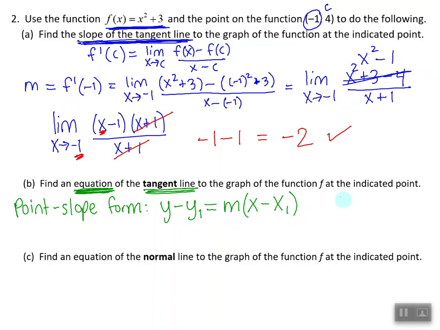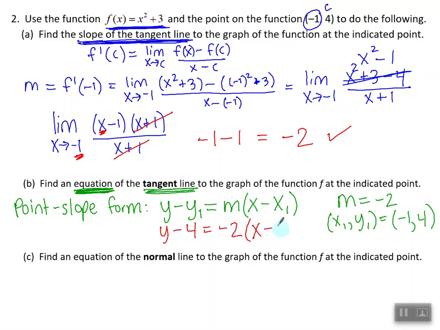So given the slope, which is negative 2, and the point, which we're using as x sub 1 and y sub 1, is that indicated point, negative 1 comma 4, we'll plug in what we have. Y minus the y-coordinate, which is 4, equals the slope, negative 2, times x minus the x-coordinate of negative 1.